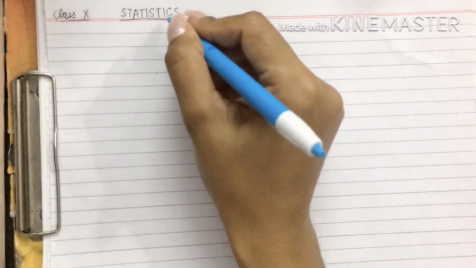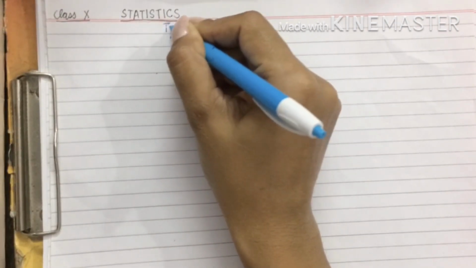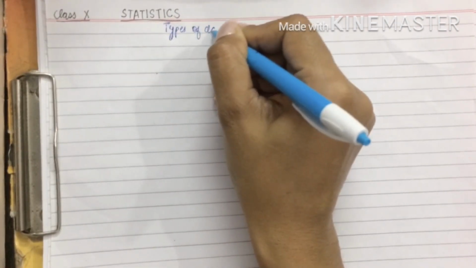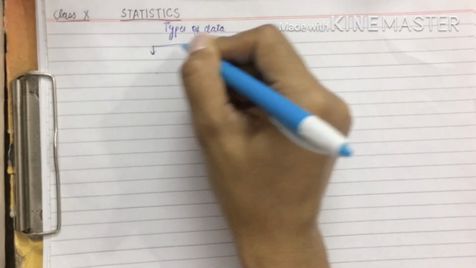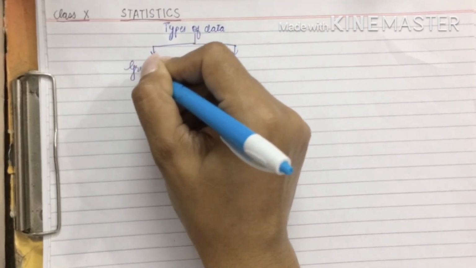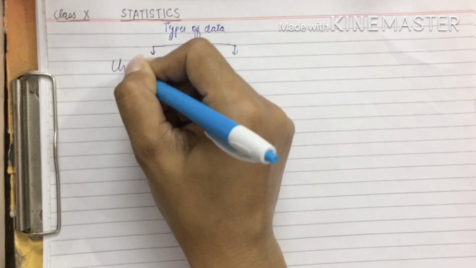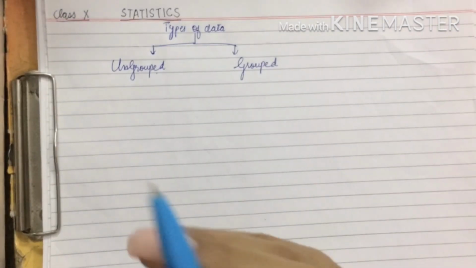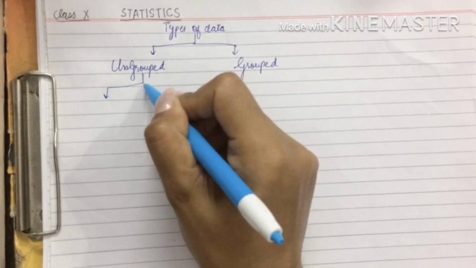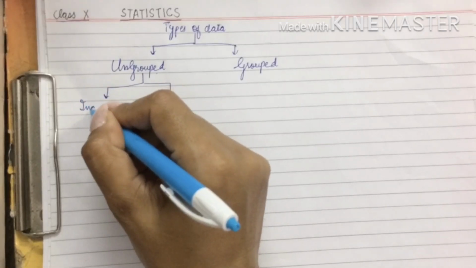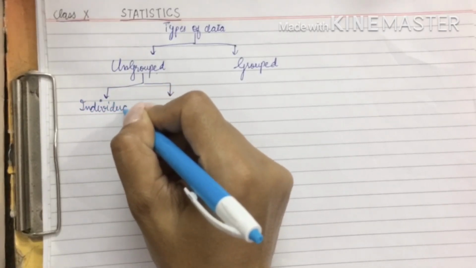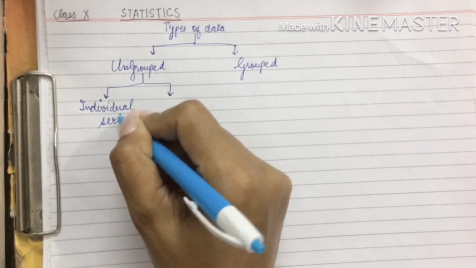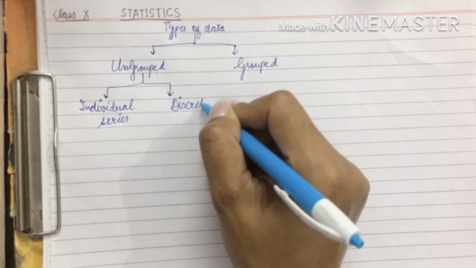First of all, I would like to discuss with you the types of data that we have. So we have two types of data, broadly classifying. One is the ungrouped data and the other one is the grouped data. Under ungrouped data, we further have two categories. There is individual series and then there is discrete series.